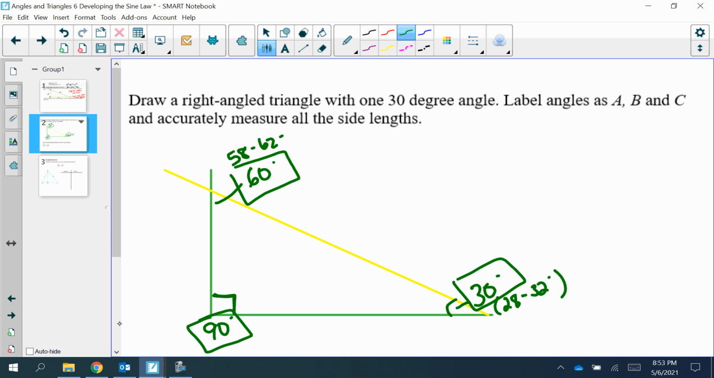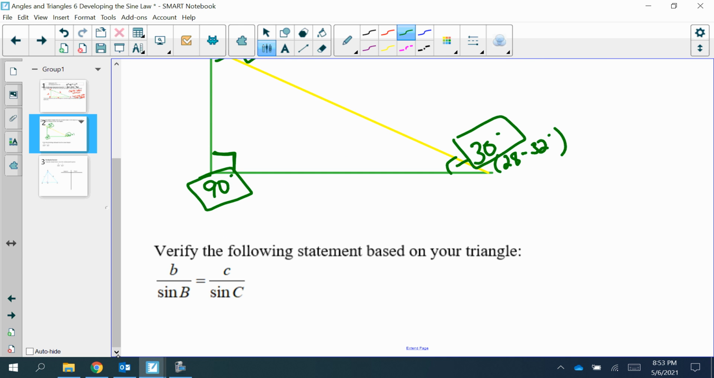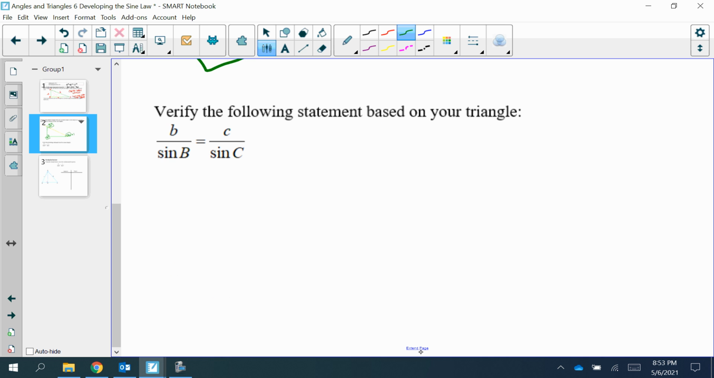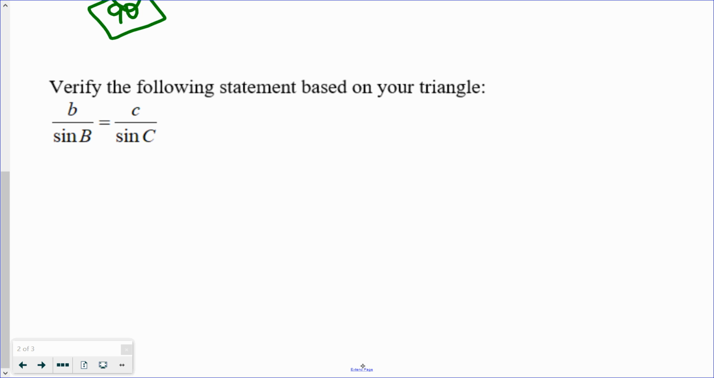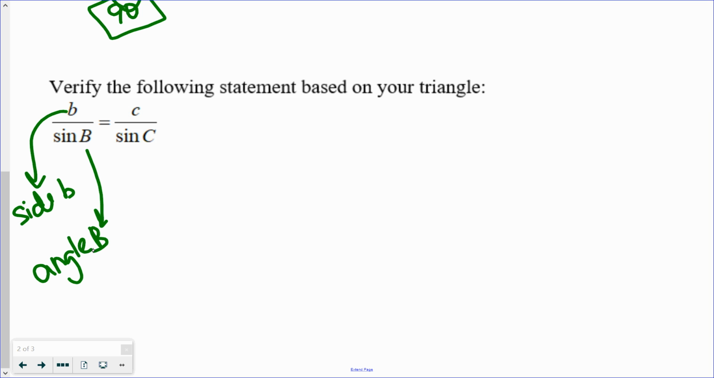Okay, so now it says verify the following statement based on your triangle. So we're going to do it based on the triangle that I had drawn there. Sorry, we can't use any of this stuff. You might need to rewind back, but looking at B, so this is side length B, and this is angle B, right? Capital for the angles, lowercase for the side length.